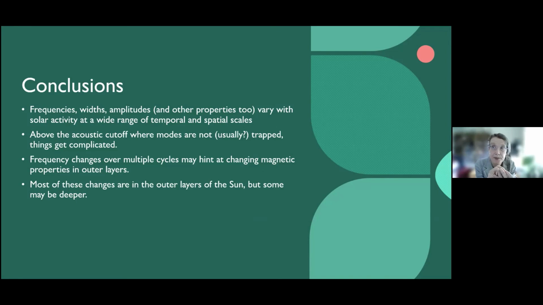And there are hints that we can detect changes deep inside the convection zone, but that's still quite a difficult measurement to do. And when you see strong signals in the frequency changes, you have to remember that almost all of that is coming from very close to the surface.